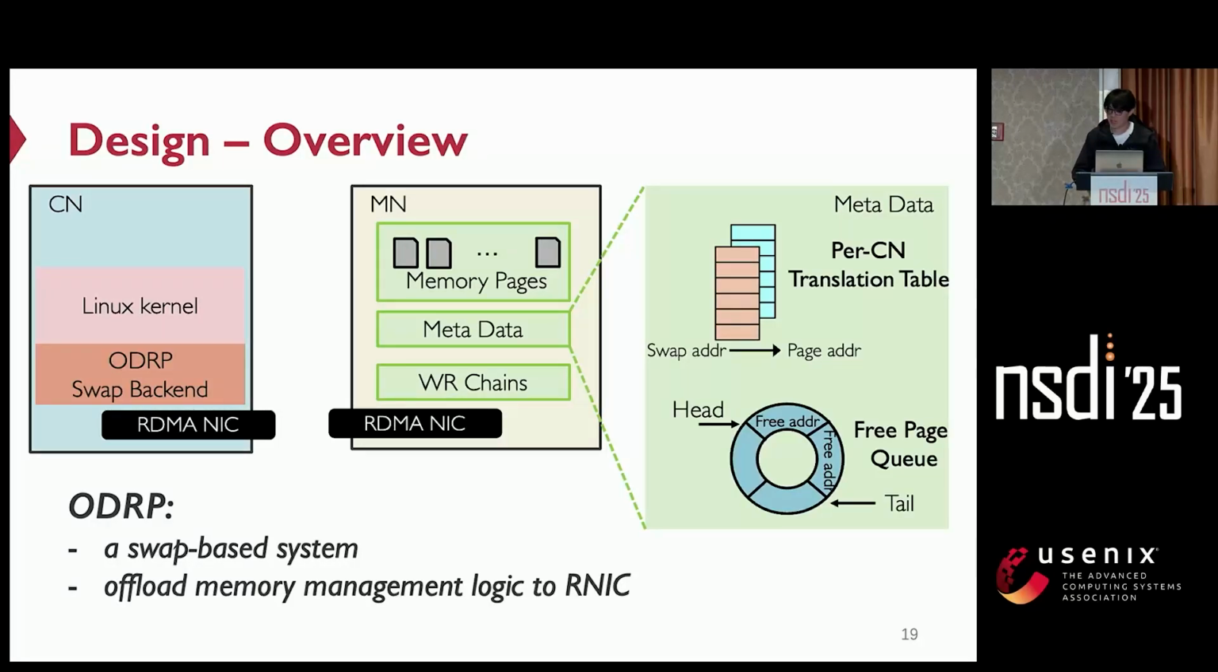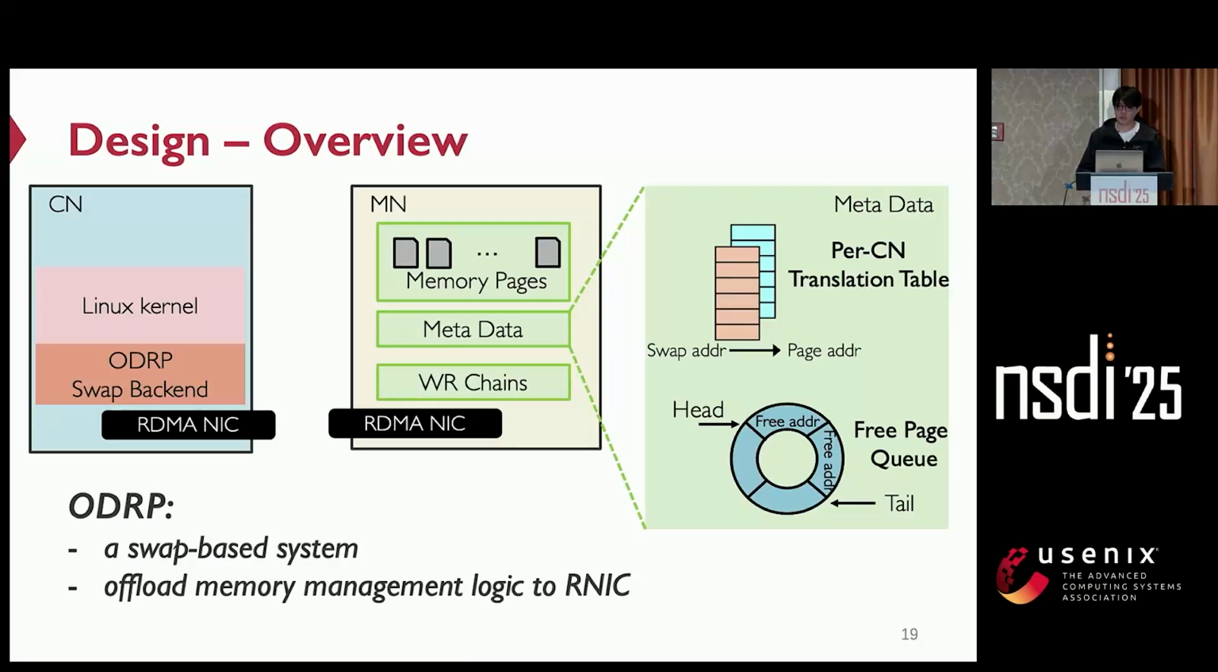On the compute node side, ODRP provides a swap backend that can direct swap requests from the Linux kernel to the memory node. At the memory node side, it divides its memory into fine-grained 4 KB pages and maintains two types of metadata. First, it uses a ring buffer-based free page queue to manage all the free pages. Second, it maintains a translation table for each compute node that maps the compute node side swap addresses to the memory node side page addresses.